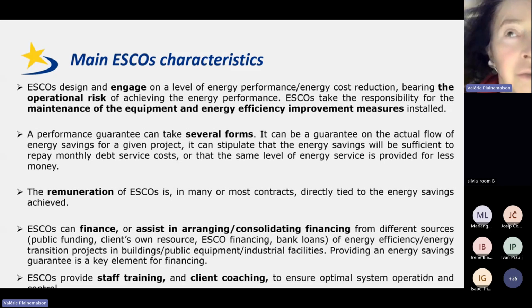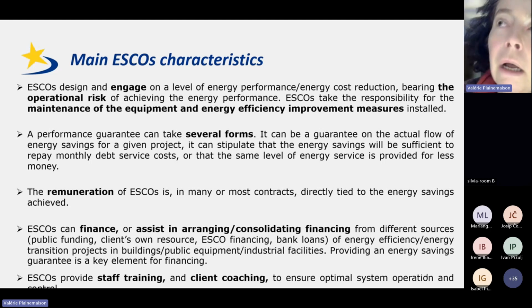And let's say if they work with an industry, so they work with the engineers of the industry that need to produce, for instance, steel, but the ESCO works together with the steel industry and the steel workers to maintain a very stable heating production, in industrial heat process production. So staff training and client coaching, that's particularly important in the housing sector, where households may be trained or informed in how to best use their heating installations to ensure optimal system operation and control as well.